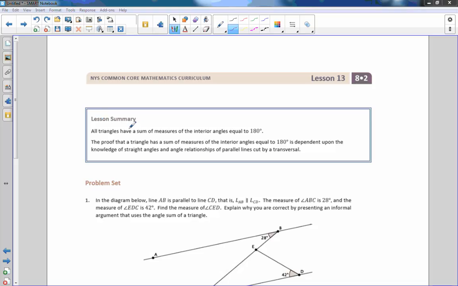Okay, so the lesson summary says all triangles have a sum of measures of interior angles equal to 180 degrees. The proof that a triangle has a sum of measures of the interior angles equal to 180 degrees is dependent upon the knowledge of a straight angle and angle relationships of parallel lines cut by transversals. So using those two in conjunction will prove this.